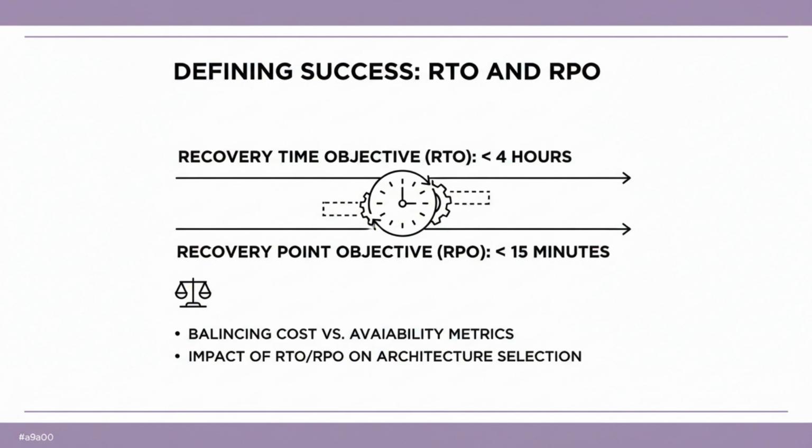These metrics dictate your architecture. An active-passive setup might satisfy a higher RTO, but for zero downtime requirements, an active-active global distribution is necessary. Balancing these objectives against cost and complexity is the primary challenge for infrastructure engineers. We must align these technical targets with business impact analysis to ensure our DR spend is justified.